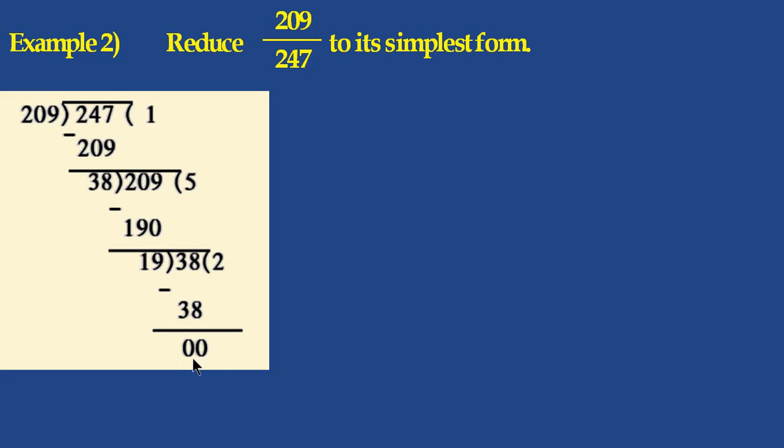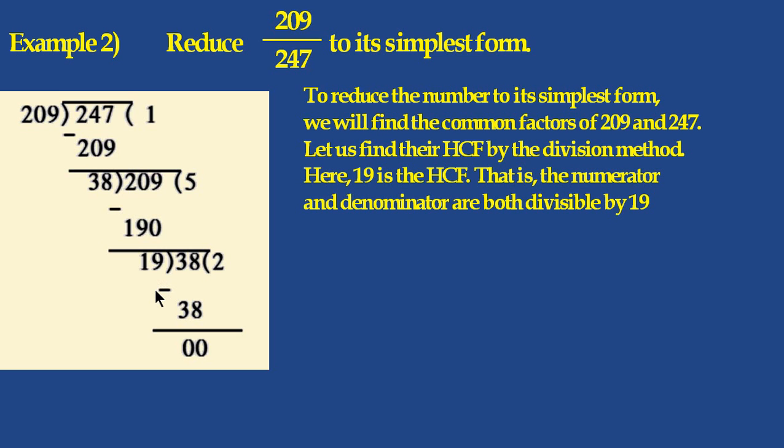Now since 209 and 247 both have 19 as the common factor, when you divide both by 19, you will get 11 upon 13. By this division method you come to know that the HCF is 19, but the sum is to reduce to its simplest form. How did you come to know that 19 is common? Because the HCF is 19. So dividing both the numerator and denominator of 209 upon 247 by 19 gives 11 upon 13.